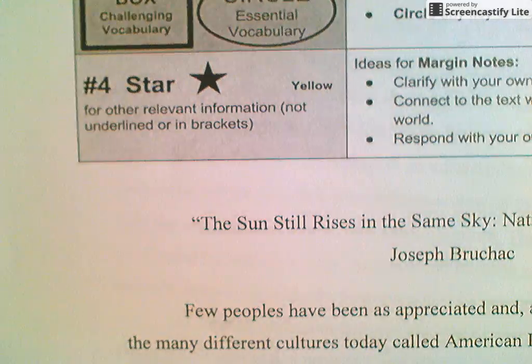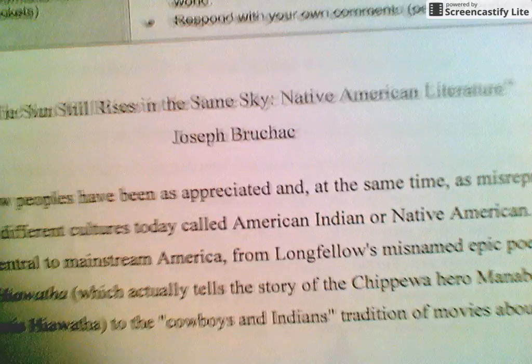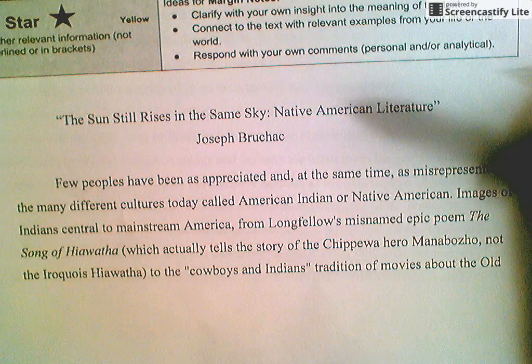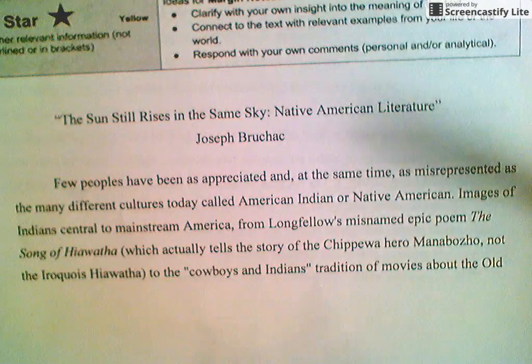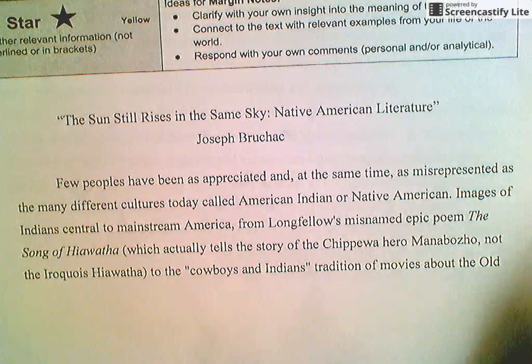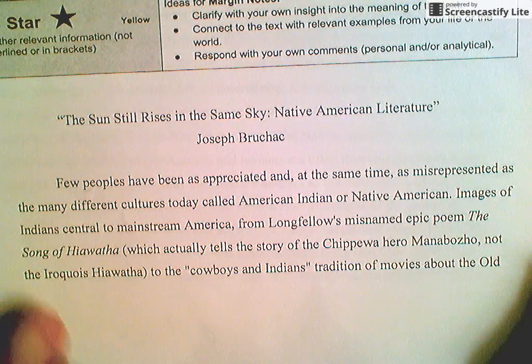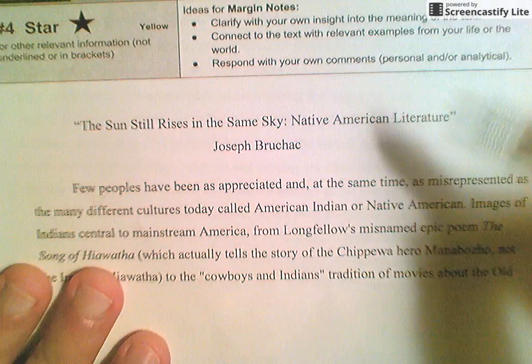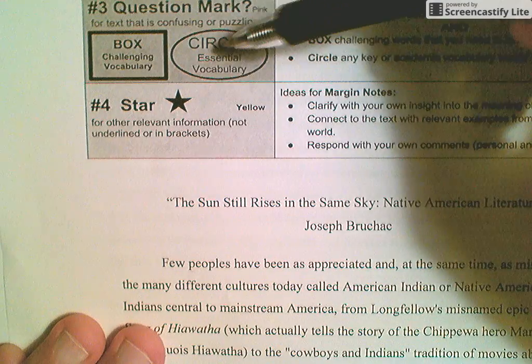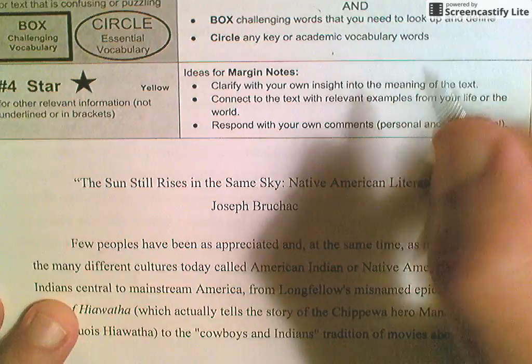Okay, all right. So we're going to look at this text, and this will go for about 2 minutes more. I want you to copy exactly what I do. The first thing that I like to annotate is usually the title. This is called The Sun Still Rises in the Same Sky, Native American Literature, by Joseph Bruchac, I think is his name. I see a very important word there, so I'm going to go ahead and circle that word, Native American.